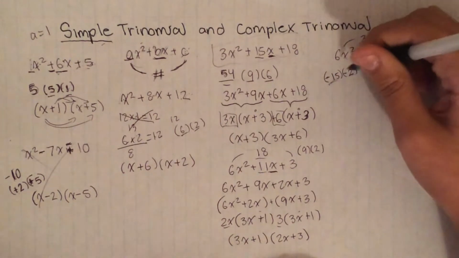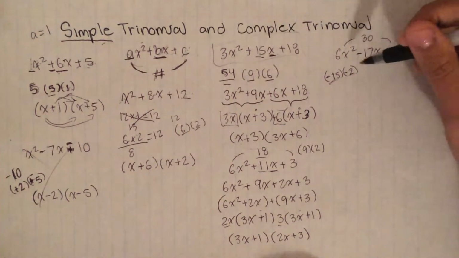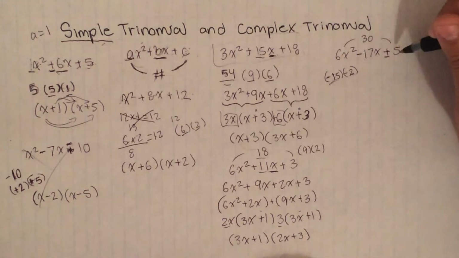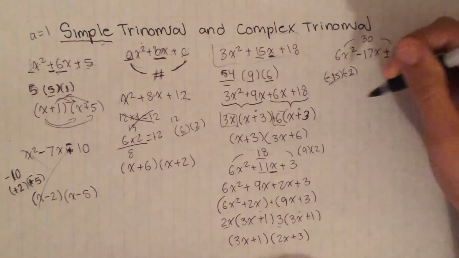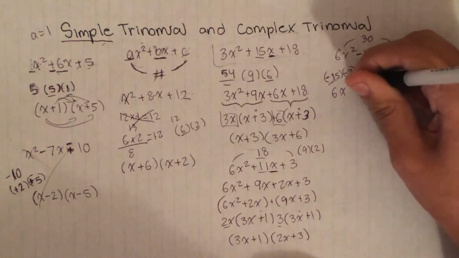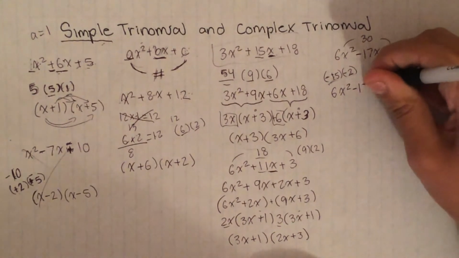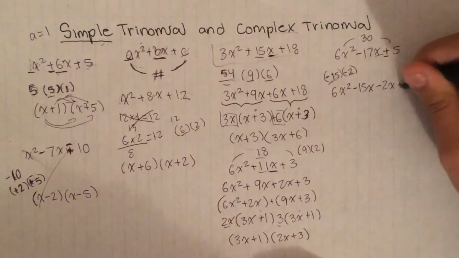Anyways, it's negative 15, negative 2, because if you add negative 15 and negative 2, it gives you negative 17, and if you multiply these two, it gives you positive 30. Sorry, positive 30, not 5. Okay, and now you're going to substitute them in like we did before, but it's going to be negative 15x, and negative 2x plus 5.